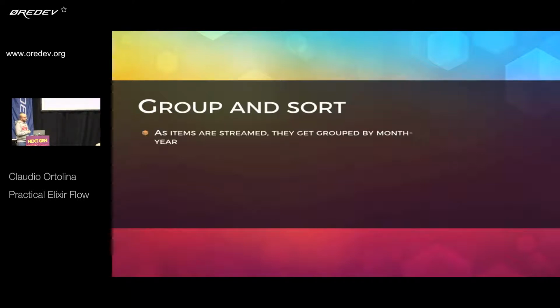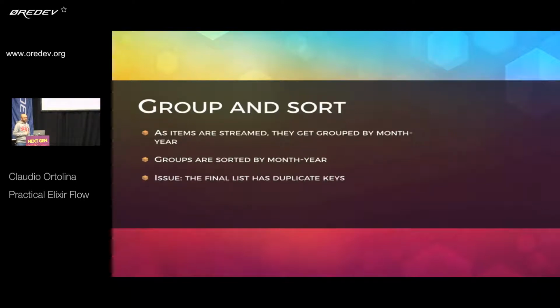So the idea is that we stream all the items, we group them by month-year or year-month, depending on what you like, and we sort them. But the end result is that the list has duplicate keys. That's actually a problem that becomes much more straightforward to understand once you look at it from a very physical point of view. Imagine you have all of these items that overlap over the course of 2 years, and each month you've done something. So you've got a nice distribution.